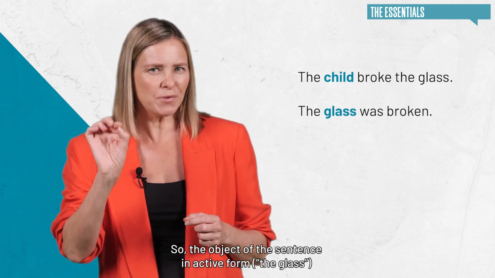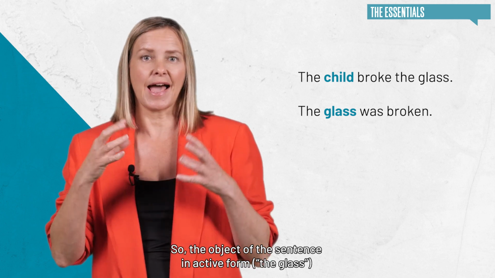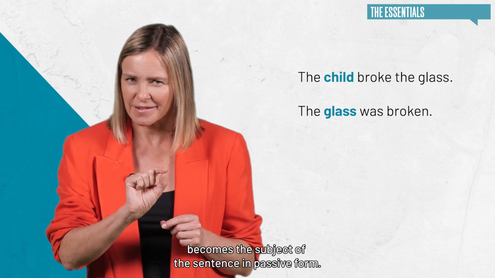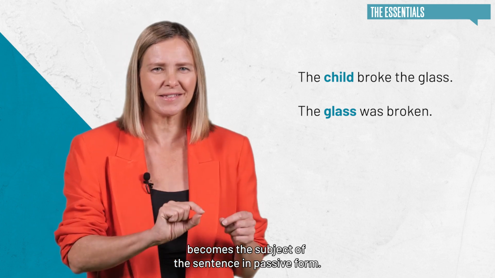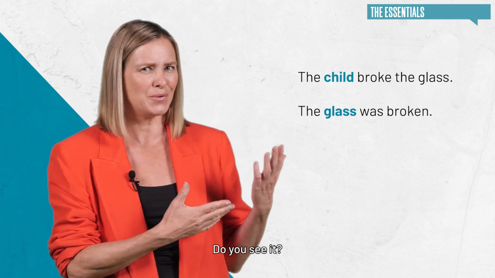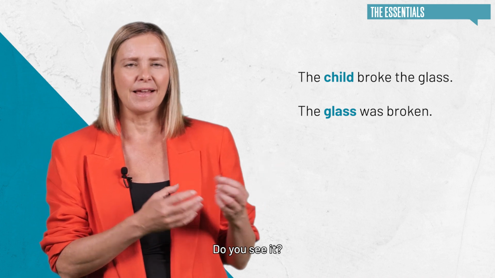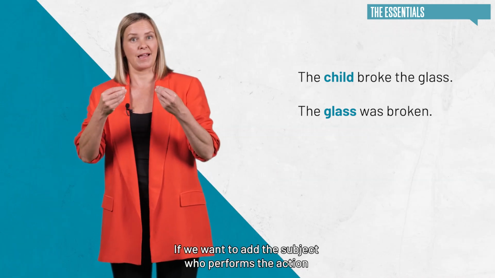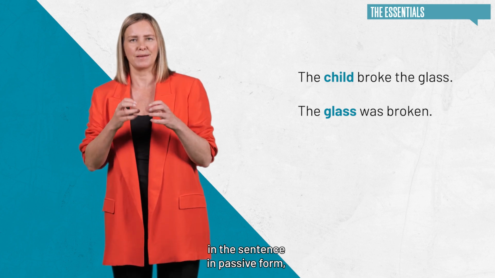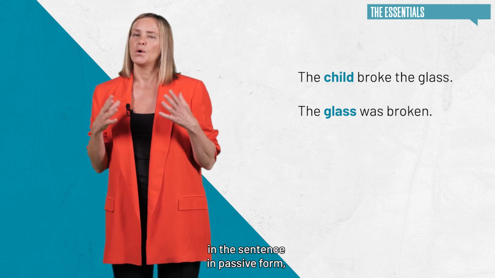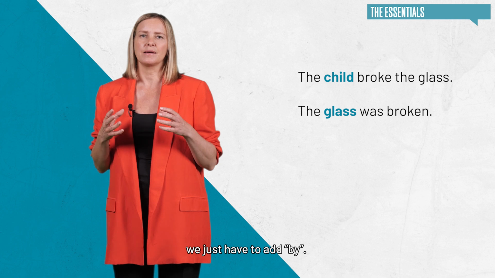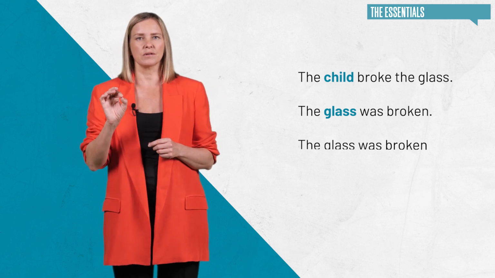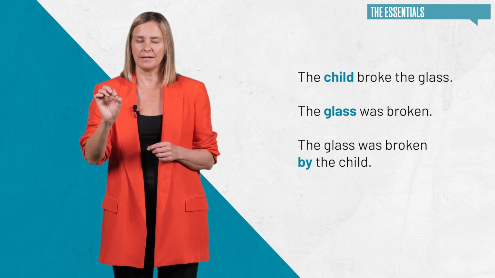So, the object of the sentence in an active form, the glass, becomes the subject of the sentence in passive form. Do you see it? If we want to add the subject who performs the action in the sentence in passive form, we just have to add by, like this. The glass was broken by the child.